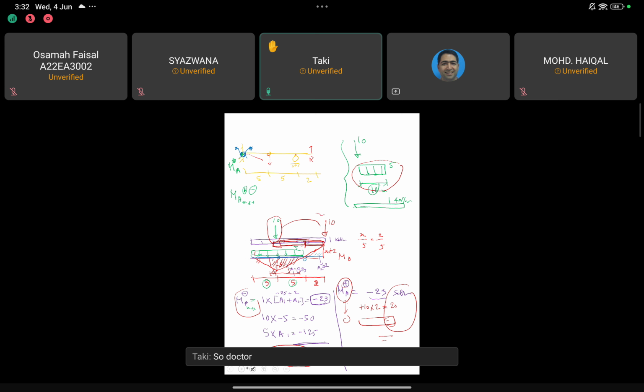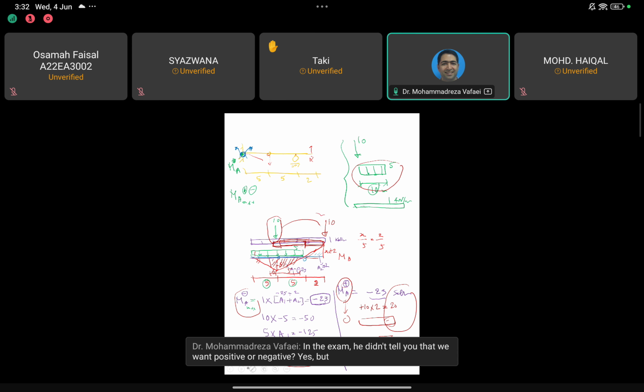So, doctor, we have to calculate both positive and negative? If in the exam we didn't tell you that we want positive or negative, yes, but often we inform you to calculate the maximum negative bending moment, for example. Then you just put it on the negative side. But in real design, if you are designing a bridge, then both should be investigated.